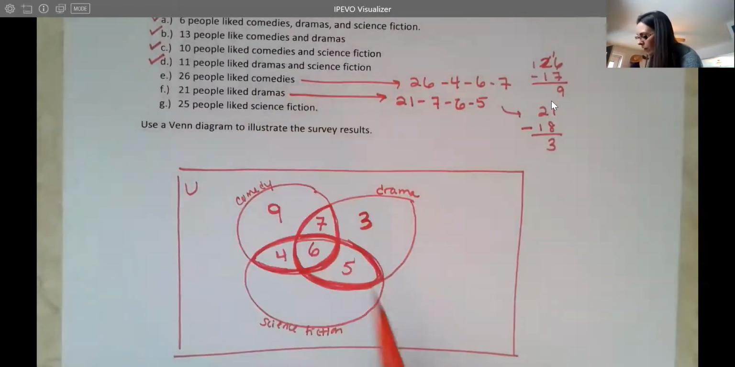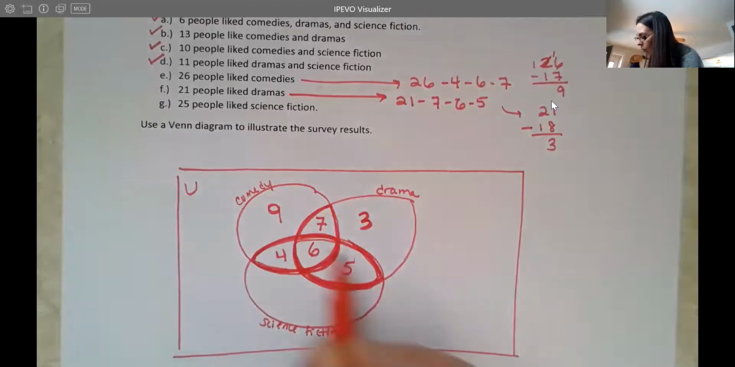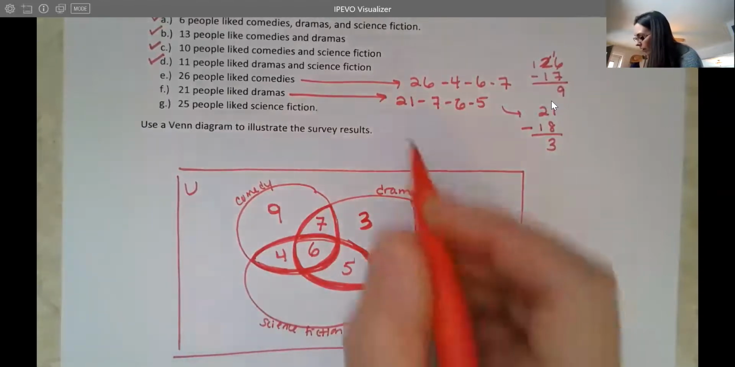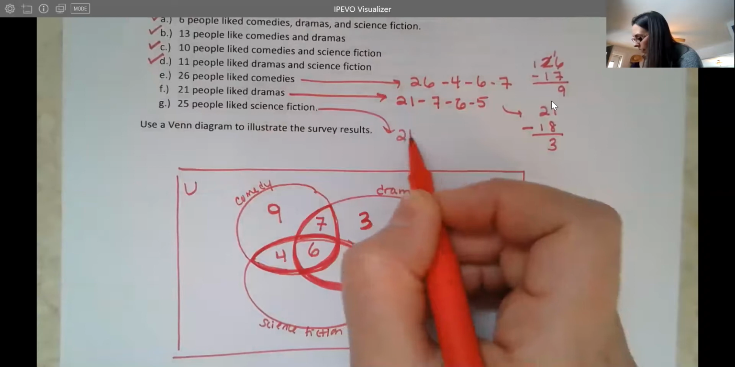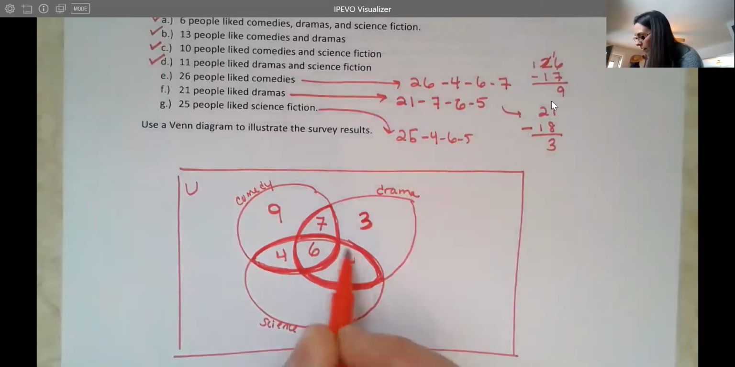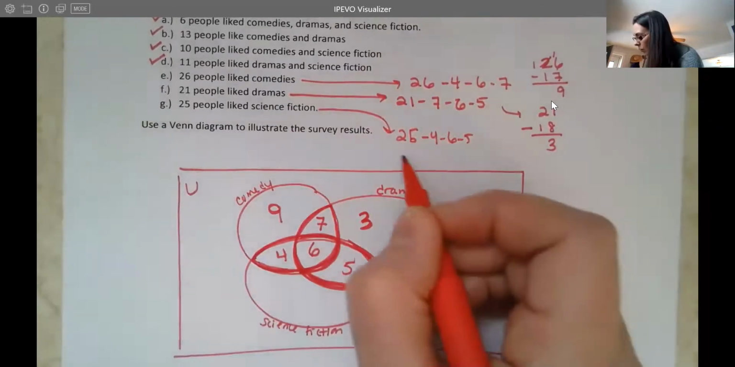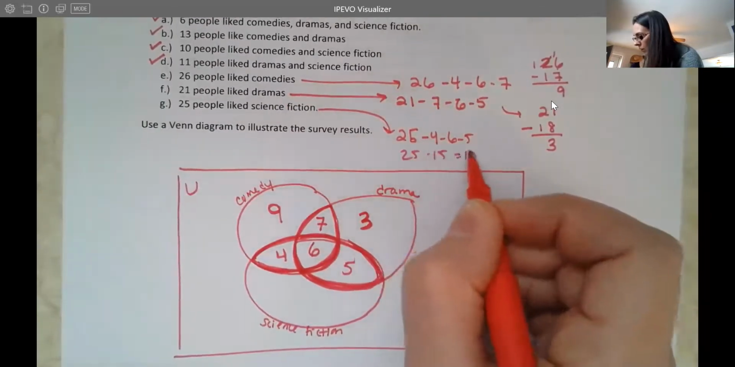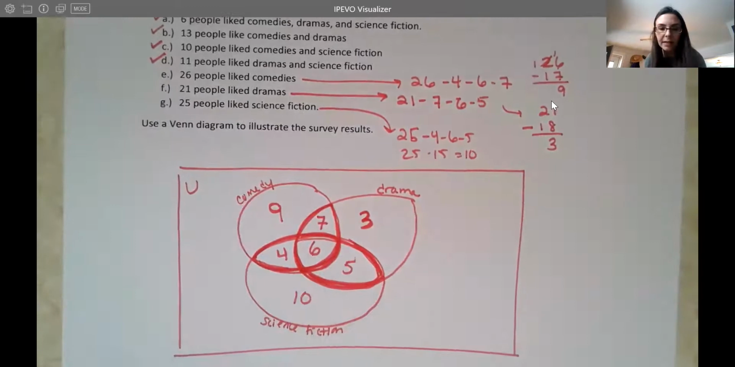And then for the last one, 25 people like science fiction. Again, this whole thing is 25. So I do 25 minus the 4, the 6, and the 5, right? That are already there. So 25 minus 15 is equal to 10. So there should be 10 in this last group.